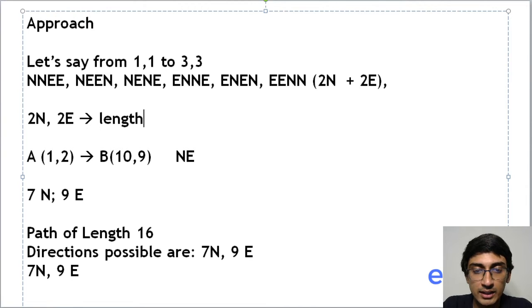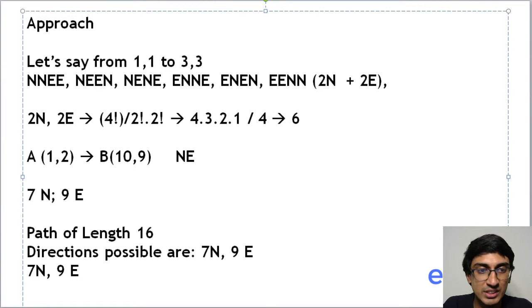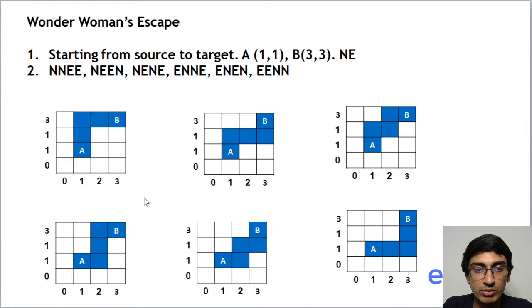It is length factorial divided by all of the repeats' factorials, right? So here we have 2 factorial into 2 factorial. Why? Because north is repeated 2 times and east is repeated 2 times, and the length over here is 4. So you'll get 4 factorial by 2 factorial into 2 factorial, which is nothing but 4 into 3 into 2 into 1, divided by 4. So 4 and 4 get cancelled, and this becomes 6. So totally there are 6 ways of reaching, and that's what we got over here.